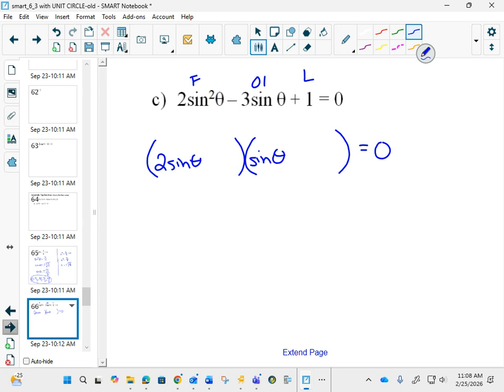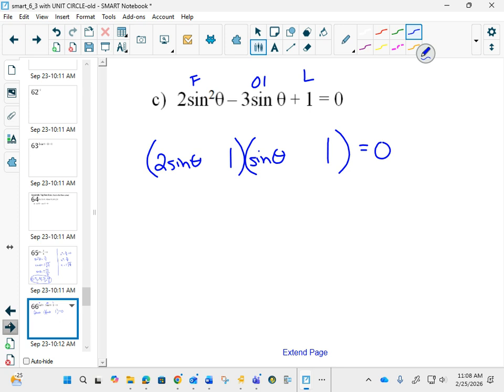Then I look at my last one, which is a 1. And if I'm going to get 1, this has to be 1 and 1. That's the only way with whole numbers, and in factoring, we never go to decimals or fractions. We always just use whole numbers. It has to be 1 and 1.